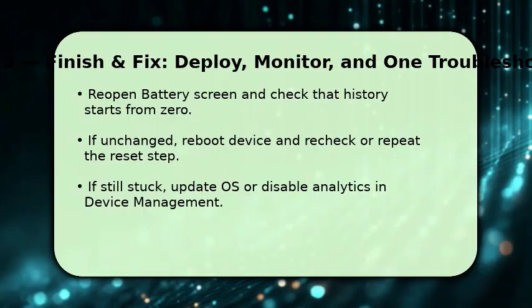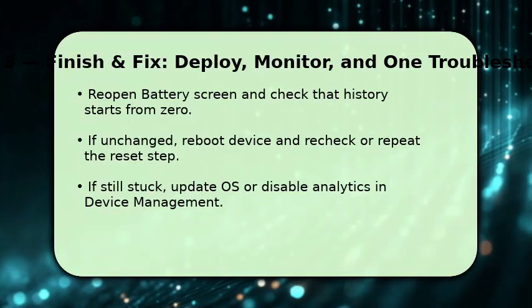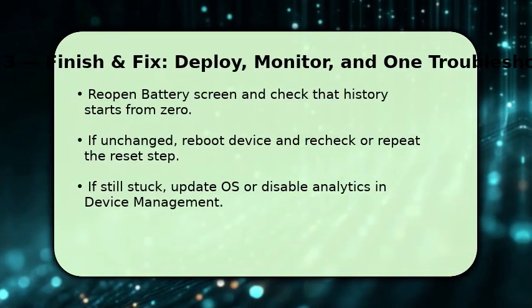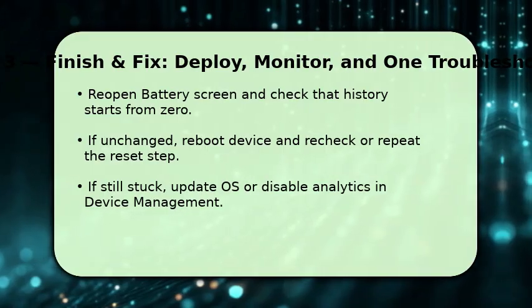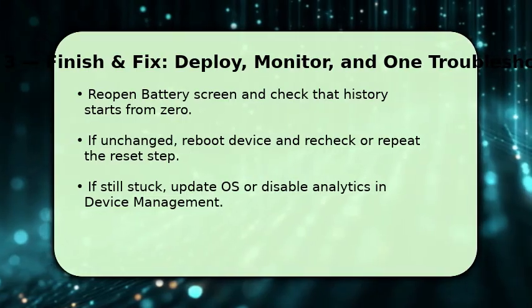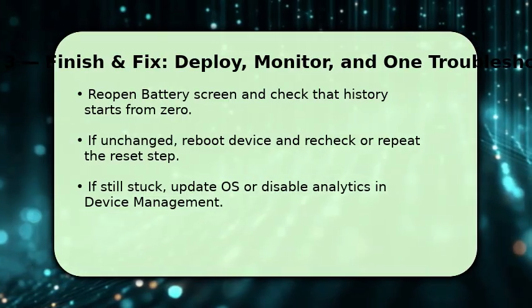Finish by verifying the history. Reopen the battery screen and confirm the timeline now shows new data starting after your reset. If it still displays older entries, reboot the device and reattempt the clear. Sometimes caches persist until a reboot.